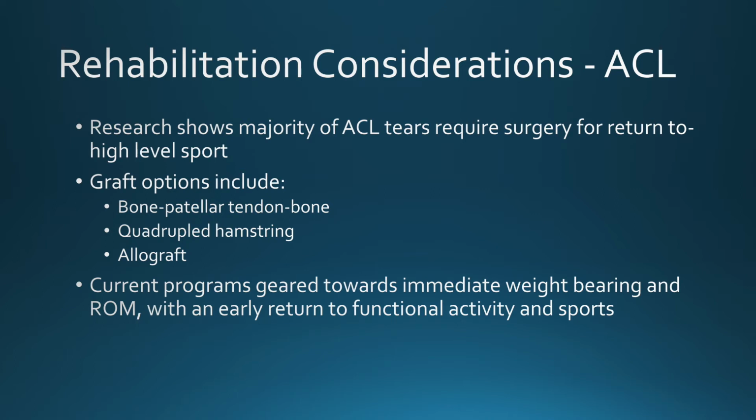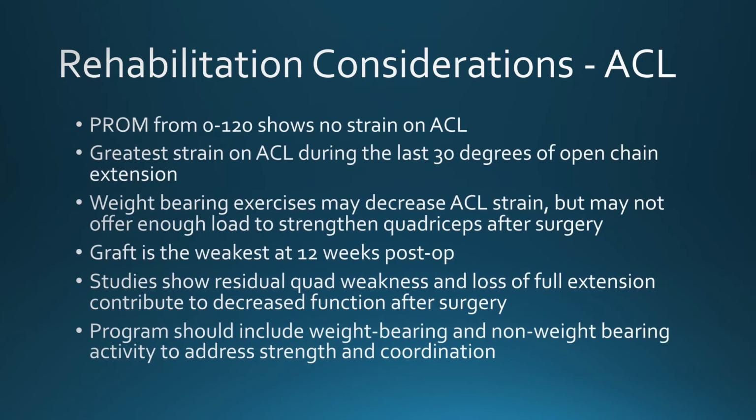So hamstring grafts may not necessarily decrease the hamstring strength, but they could place the patient at more risk for a hamstring strain. So looking post-operatively, the primary concern when rehabbing the ACL is obviously placing too much stress on the graft. So passive range of motion from 0 to 120 degrees shows no strain on the ACL. That's passive range of motion. The greatest strain on the ACL is shown to occur actively within the last 30 degrees of open chain extension.